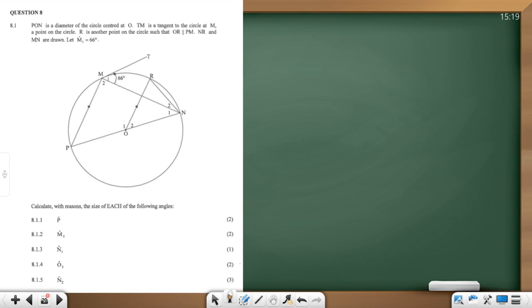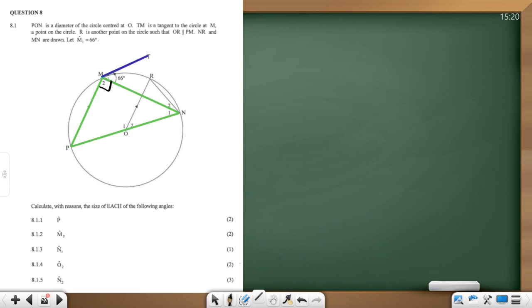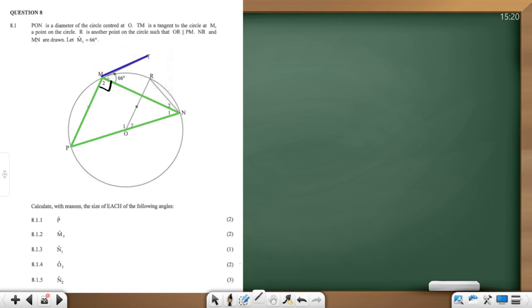Done. Okay. PON is a diameter. When I see a diameter, I'm quickly thinking, oh, I see 90 degrees. Go and write your answer. M2 is 90. I'm still reading, guys. TM is tangent to this. Oh, tangent. I'm thinking about tangent chord. If that is a tangent to that chord there, which chord? Chord MN. Chord MN subtends which angle? P. That would be 66 degrees.